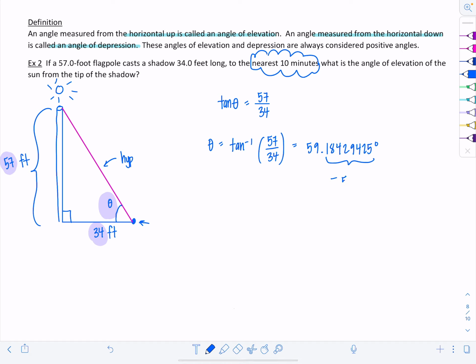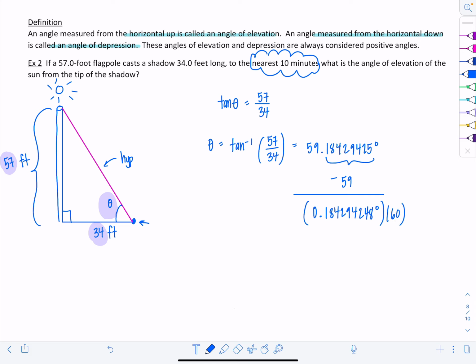So what I'm going to do is just subtract 59 right now so I can focus on just the decimal portion, and I'm not clearing anything in the calculator. So right now it says 0.184294248. And this is currently in degrees. To convert it to minutes, I'm going to multiply this by 60.